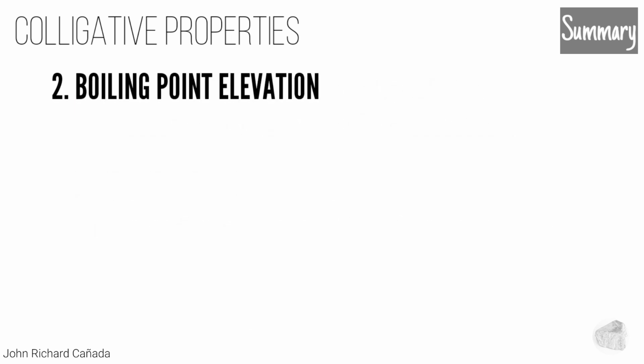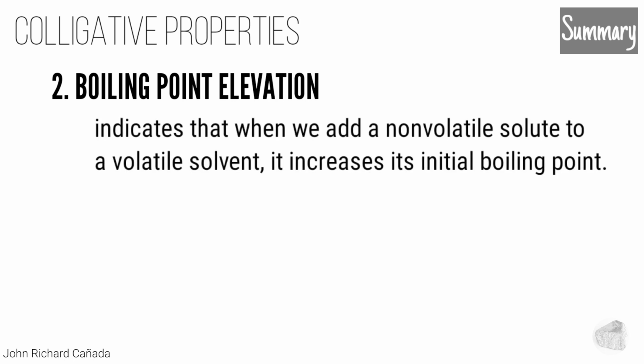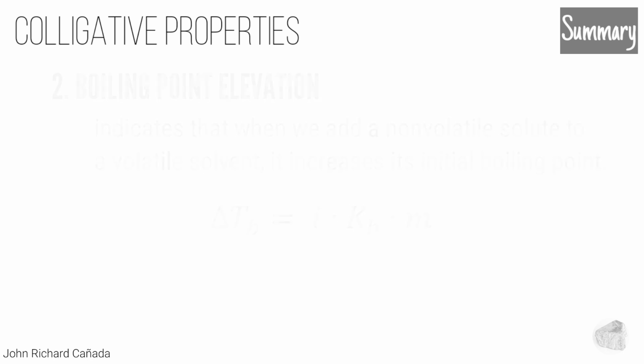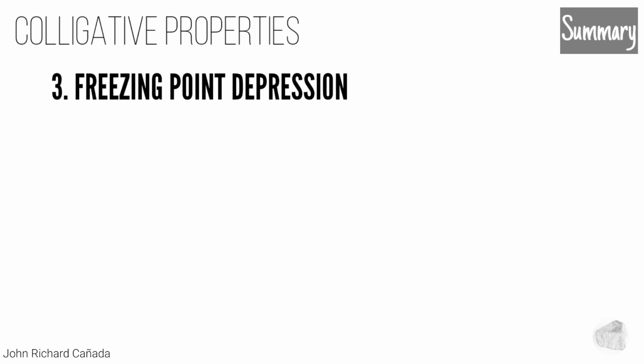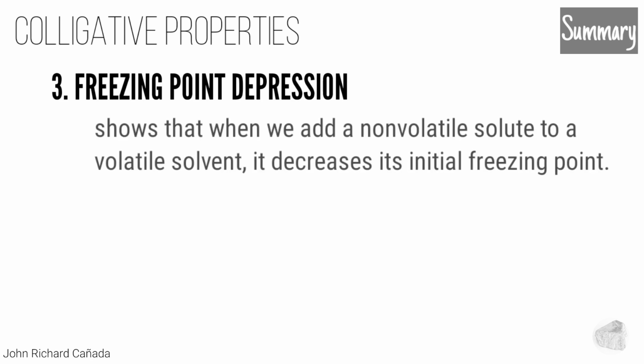Second, the boiling point elevation. This property indicates that when we add a non-volatile solute to a volatile solvent, it increases its initial boiling point. We can refer to this formula: delta T sub B is equal to K sub B multiplied by m. Lastly, the freezing point depression. The property shows that when we again add a non-volatile solute to a volatile solvent, it decreases its initial freezing point, and we can refer to this formula: delta T sub F is equal to K sub F multiplied by m.